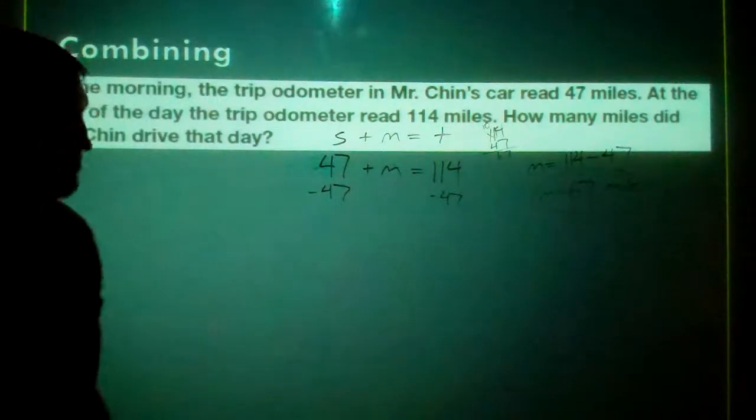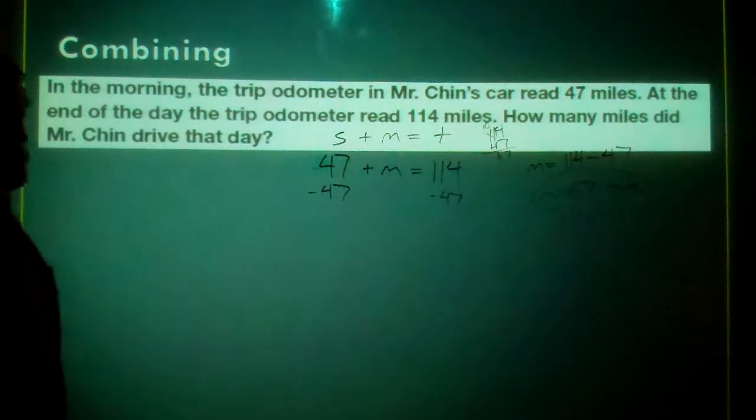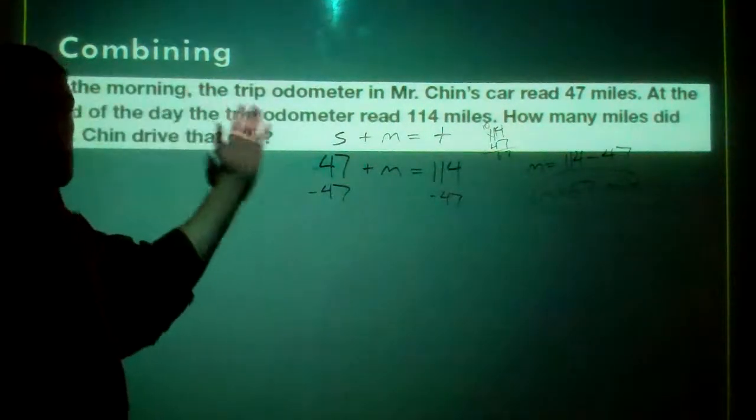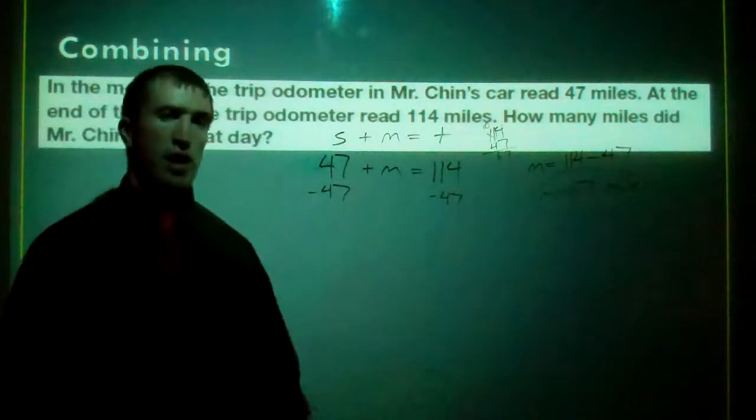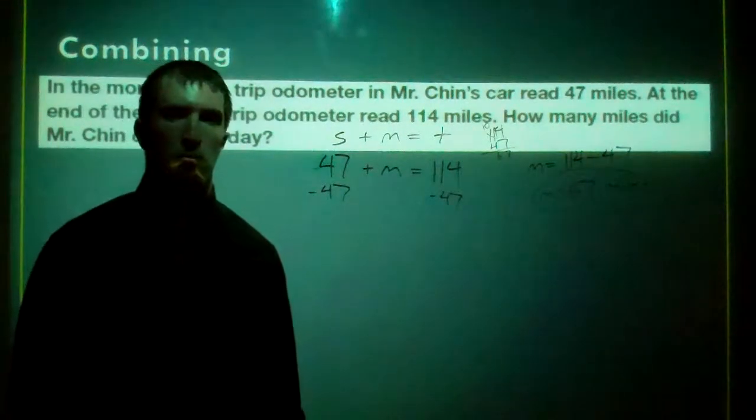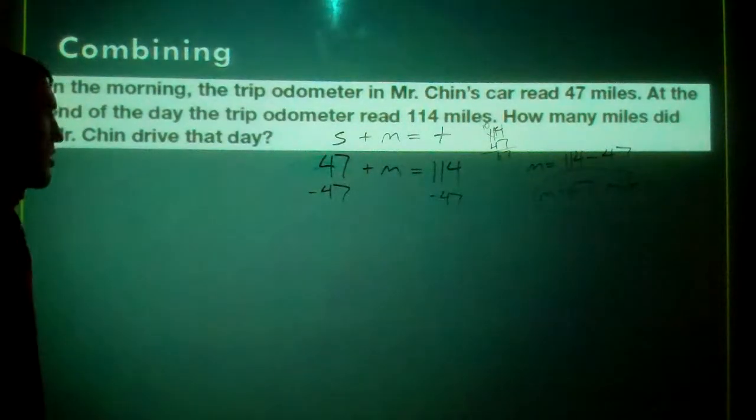Alright? So you can see that the little twist is that we have a combination problem, but in order to solve for our missing piece, we actually had to do subtraction. So that's the little twist that they throw in. But this is a combination problem.